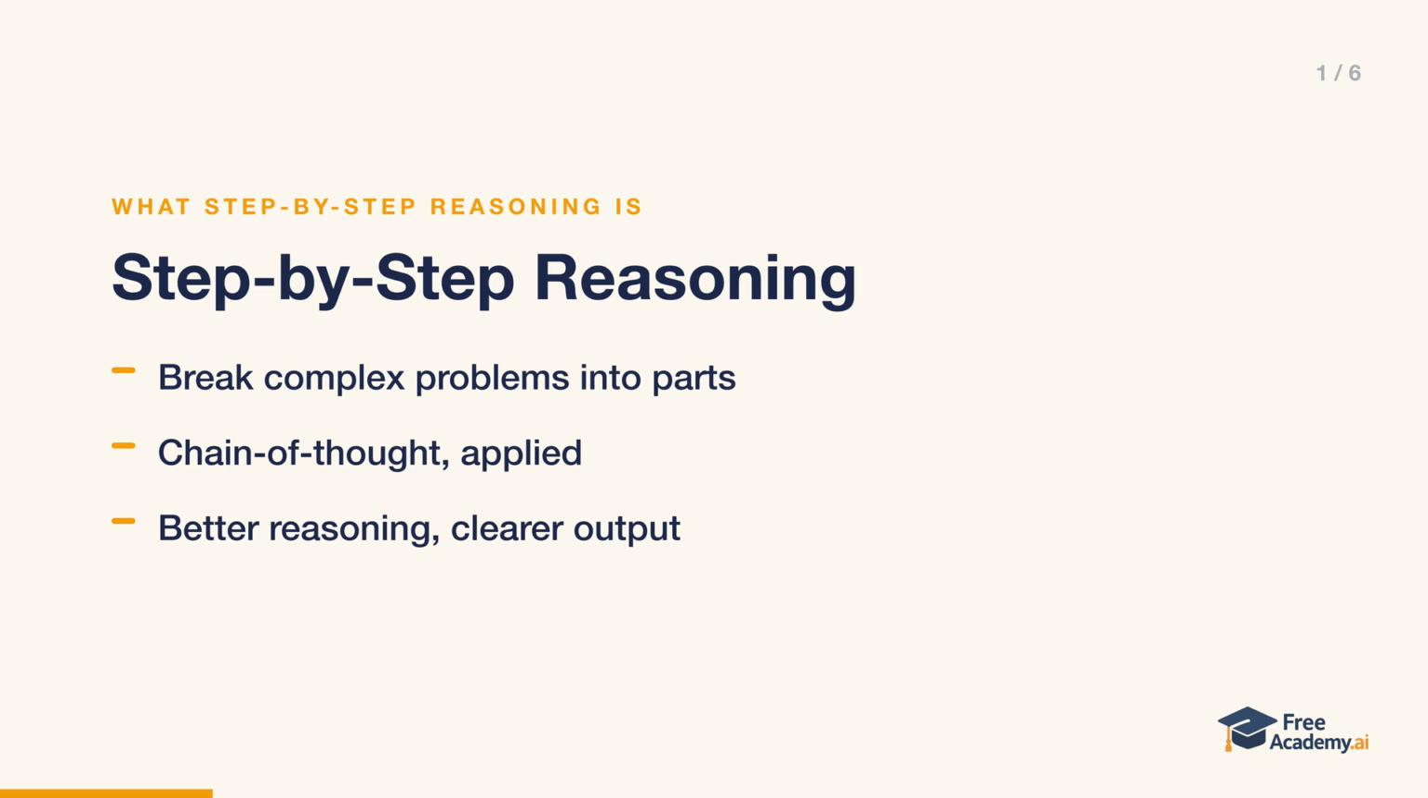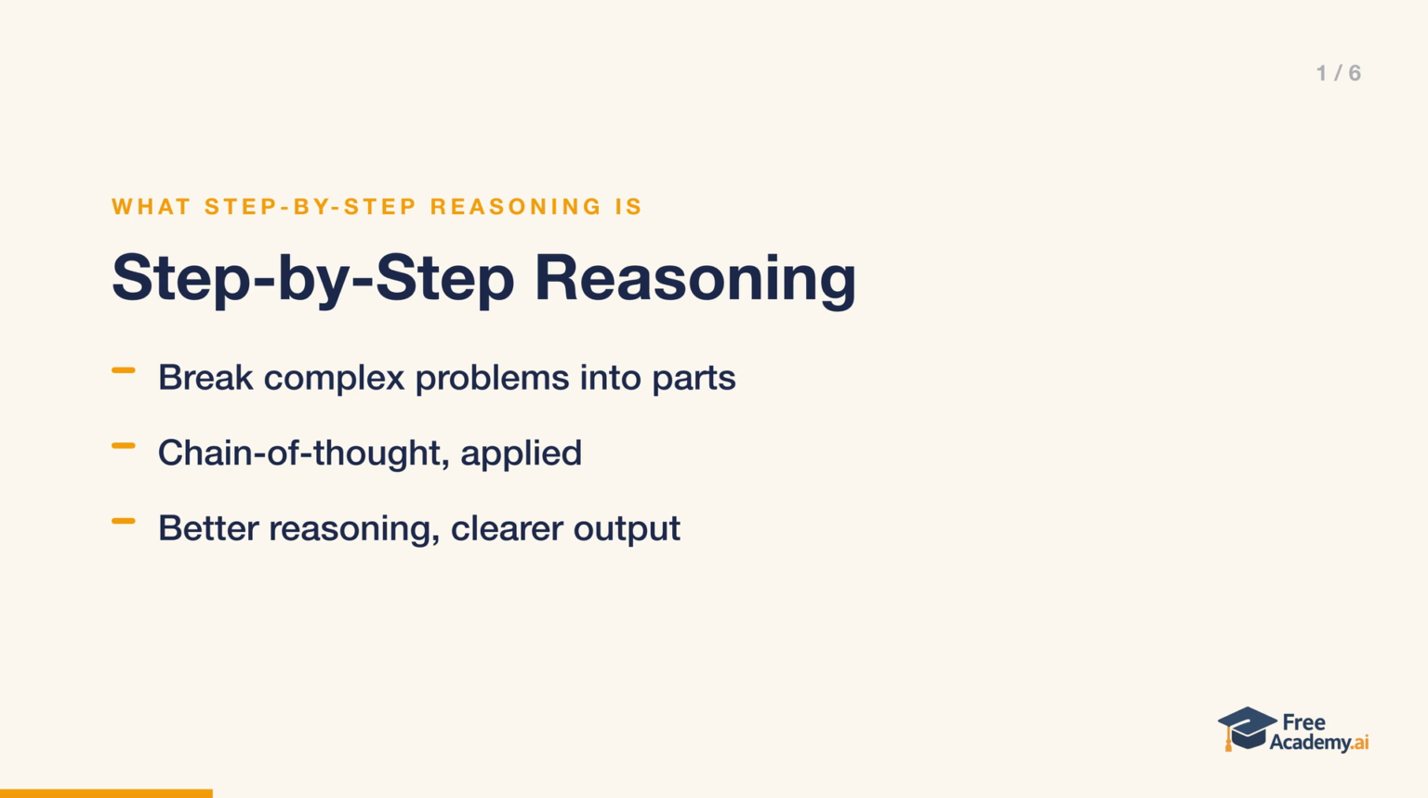Step-by-step reasoning is about taking a complex problem and breaking it into manageable parts. It's the practical, real-world application of chain-of-thought prompting. Instead of asking the AI for an answer all at once, you tell it to work through the problem in a clear sequence of steps.